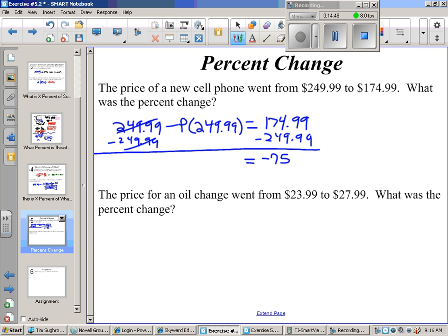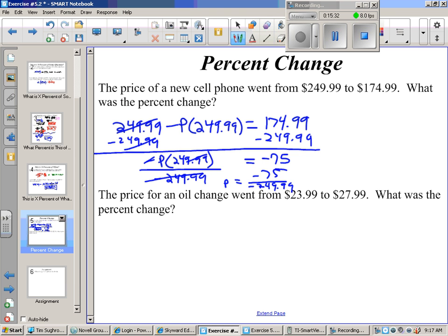Negative 75. What does that 75 really tell us about this problem? It tells us how much money we what? Saved, right? We saved $75. That's the discount. It was discounted $75. So really, this question could have said the original price was $249.99. You get a $75 discount. What percent is that? What percent discount did you receive? And now if we want to solve, we're going to divide by negative 249.99. That'll get rid of this, and we'll get p by itself. So we're going to take negative 75 divided by negative 249.99.